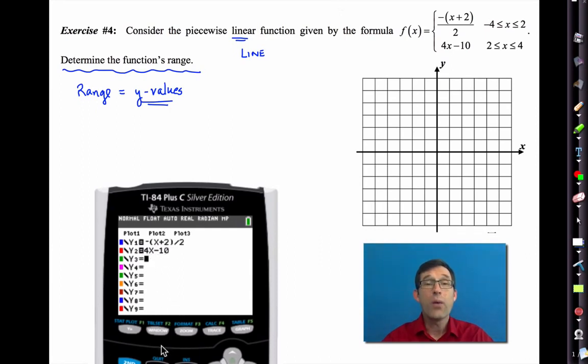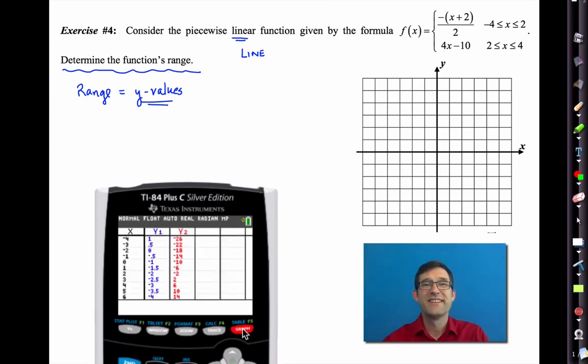All right, now what we have to do is create a table, right? We want to create a table of values for this thing, and we want to watch which formula we use, right? The first formula we're going to be using from -4 to 2, and the next one from 2 to 4. All right, so let's do this. Let's go into our table setup. Remember how to do that? It's right up here. So let's go into table setup. And this is where we need to start our table. Since our first formula is defined from -4 to 2, let's start our table at -4, and let's go by ones, okay? Now, let's pop in to our table and see what it looks like.